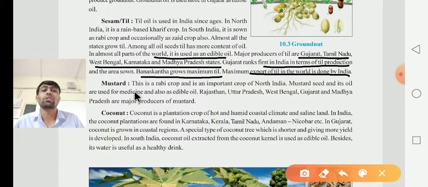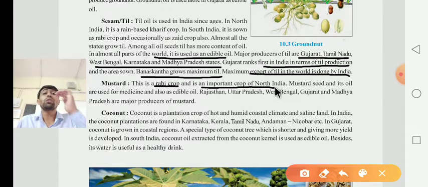Mustard means sarsav. This is also a rabi crop and is an important crop of North India. Mustard seed and its oil are used for medicine.